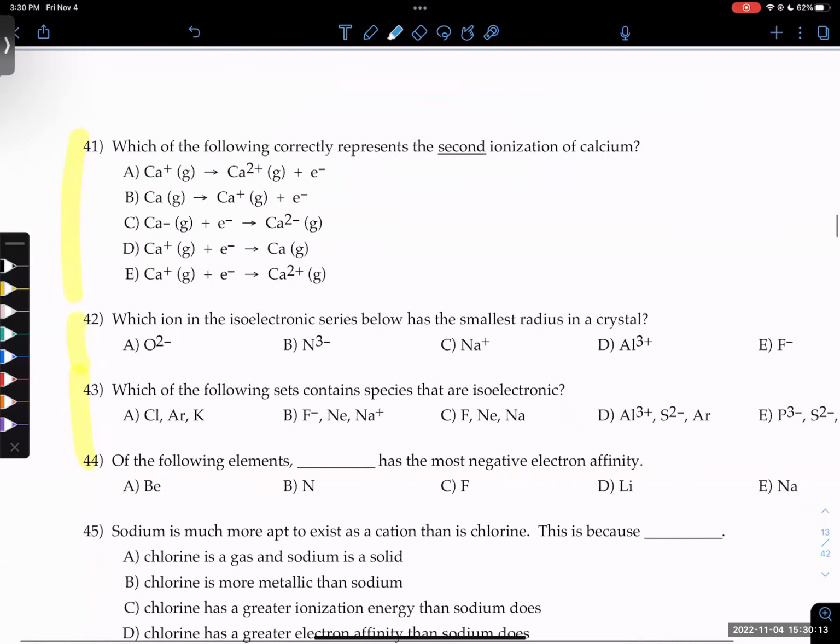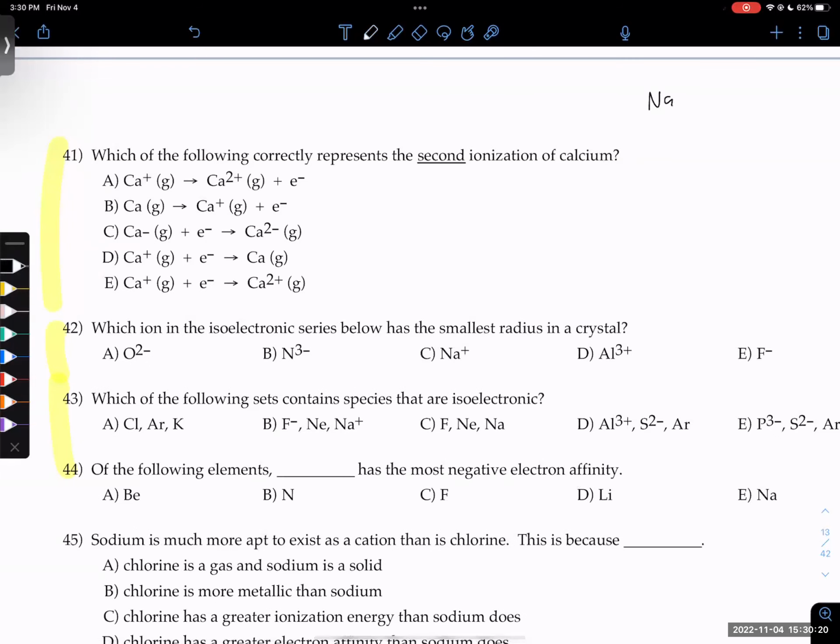Would it be plus? So remember, for sodium, it goes from sodium gas to sodium plus gas. That's the first ionization. Okay, so then it'd be calcium 2 plus, for taking away 2. Oh, remember, you only take 1 electron at a time.